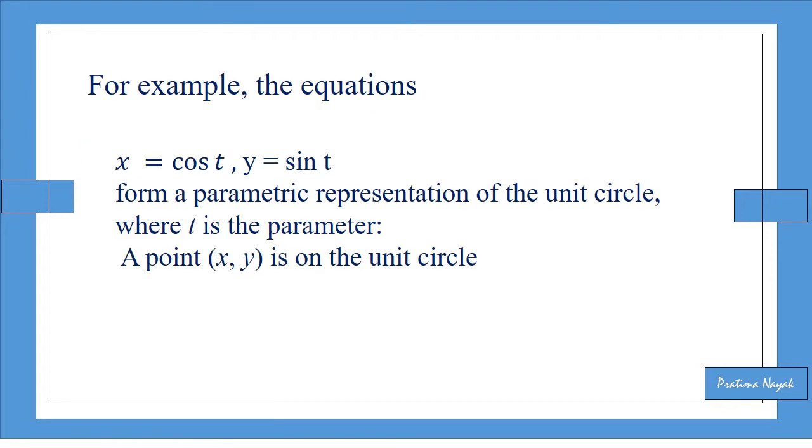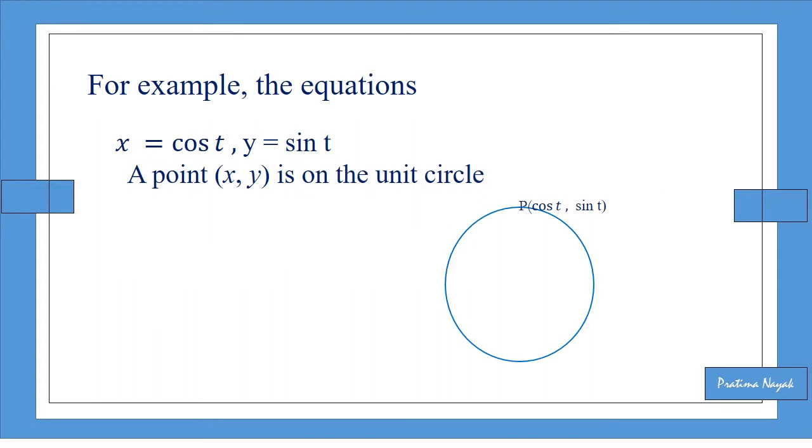For example, the equations x is equal to cos t and y is equal to sin t form a parametric representation of the unit circle, where t is the parameter. A point (x, y) is on the unit circle. So the point (x, y), or I'll write P, is equal to (cos t, sin t), is any point on the circle.